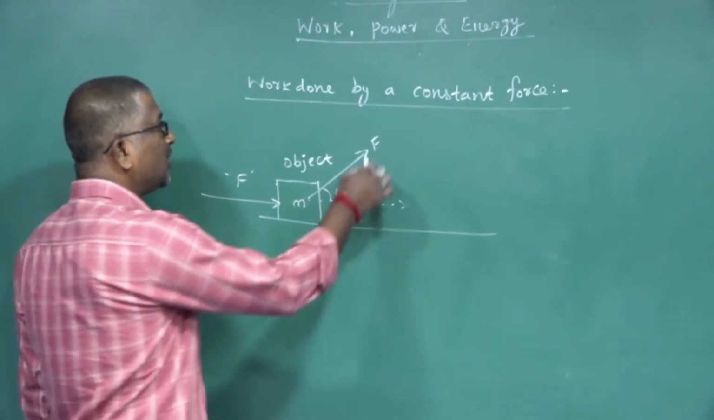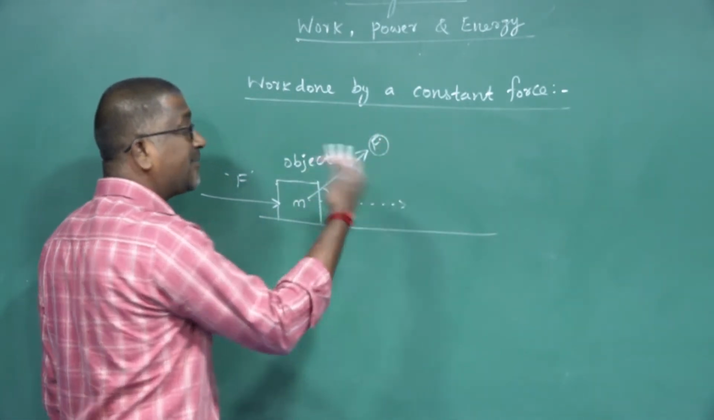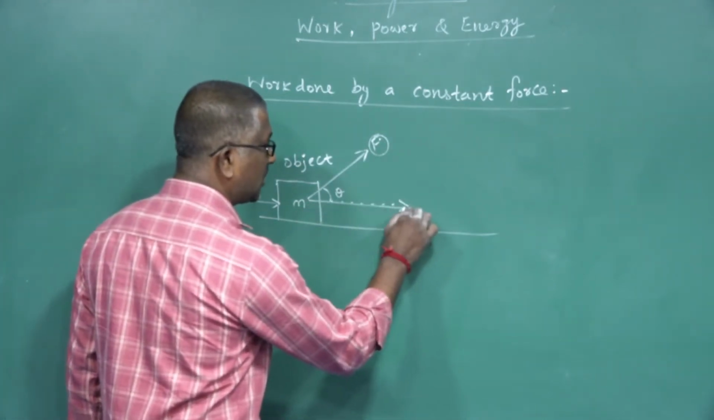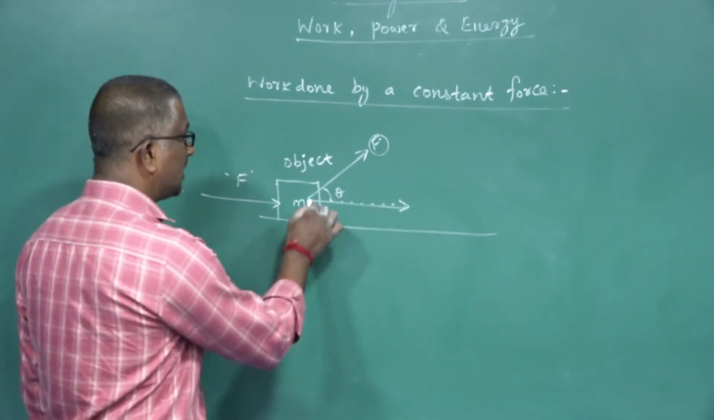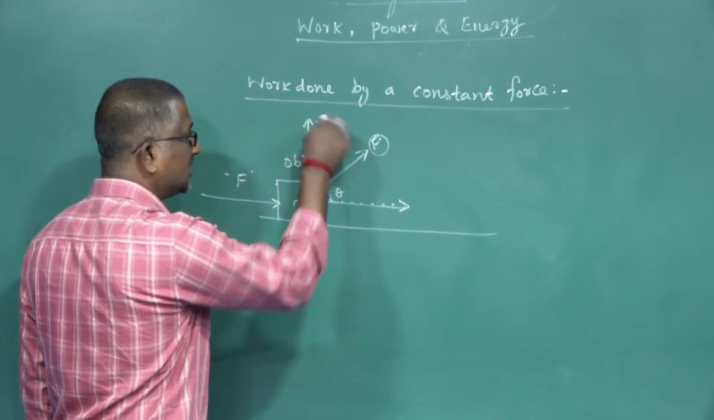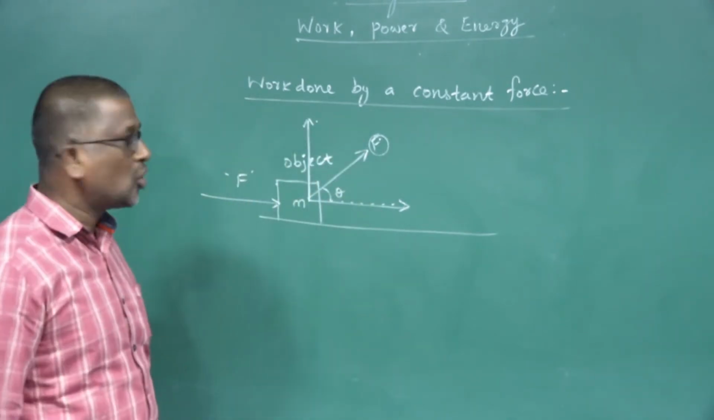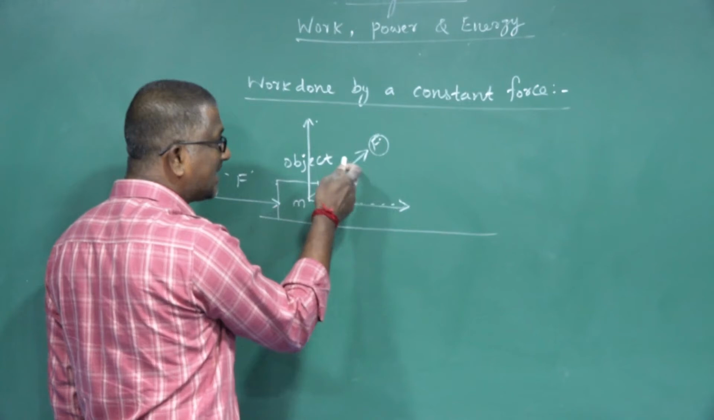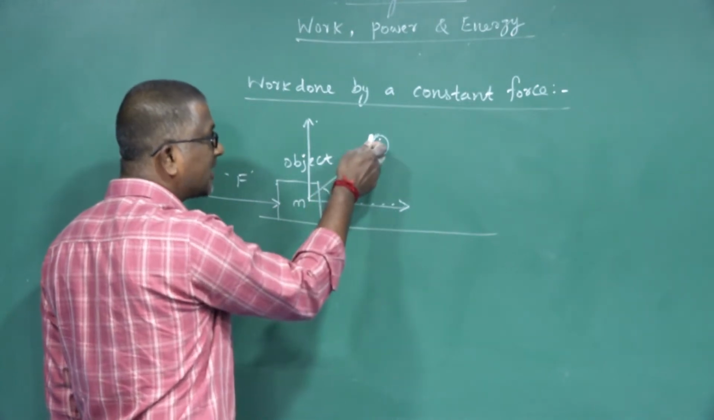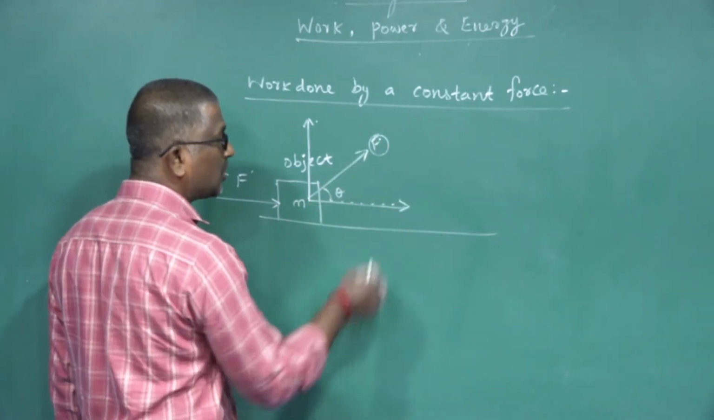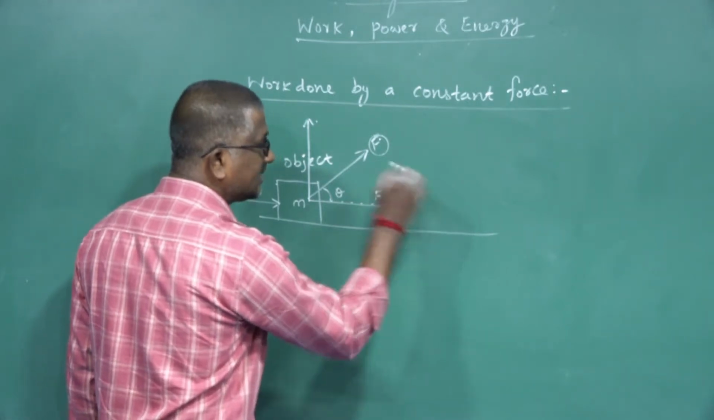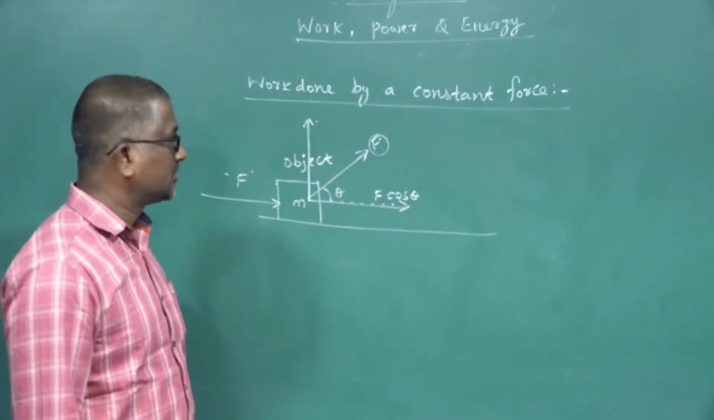We know that this force can be resolved into two components. One component is the horizontal component and another is the vertical component. The horizontal component makes an angle of theta with the given force, so this is the cos component. The cos component of the force is F cos theta.